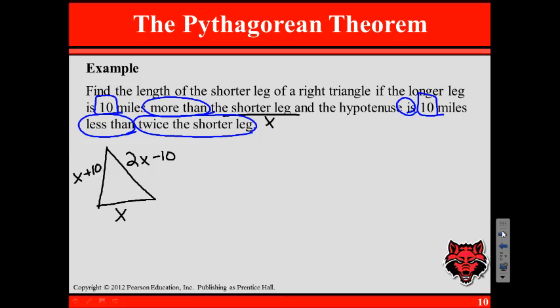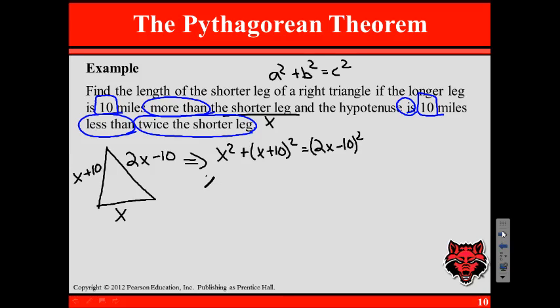And once we have that, we now need to set up the equation. We take the leg squared plus the other leg squared equals the hypotenuse squared. Or we could say in this case, x squared plus (x plus 10) squared equals (2x minus 10) squared. First, anytime I have a binomial squared, I'm going to rewrite that as two binomials. So this becomes x squared plus (x plus 10) times (x plus 10) equals (2x minus 10) times (2x minus 10).